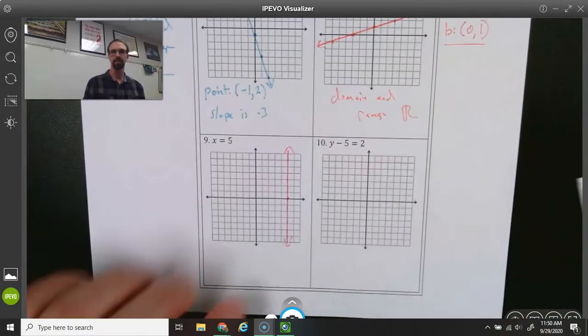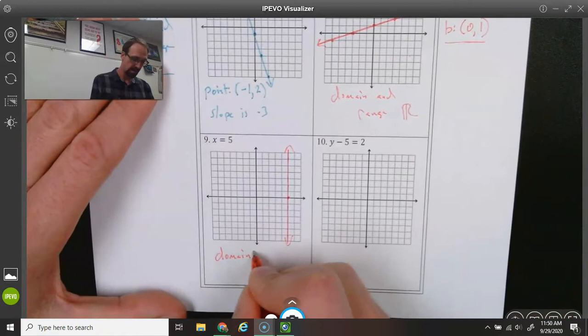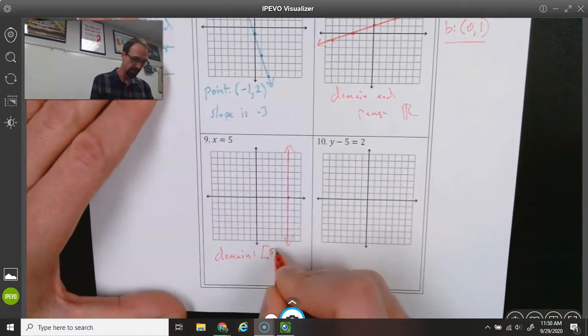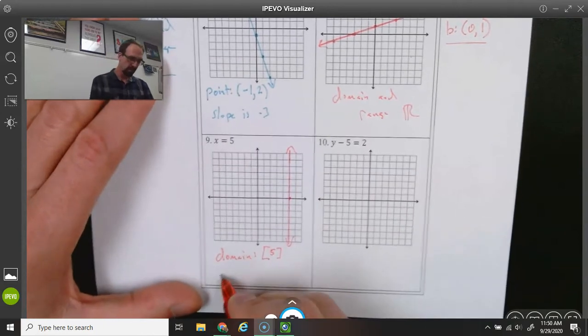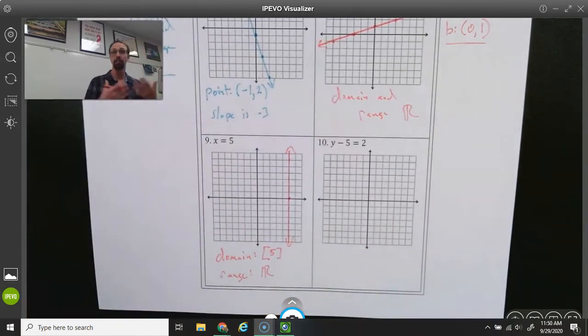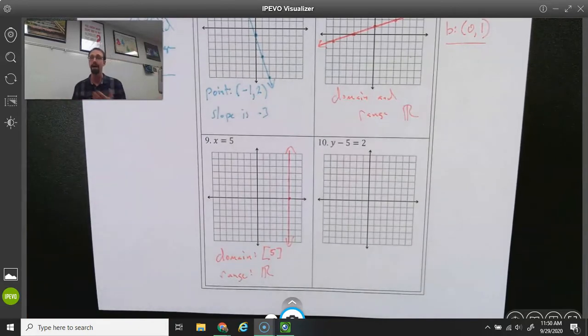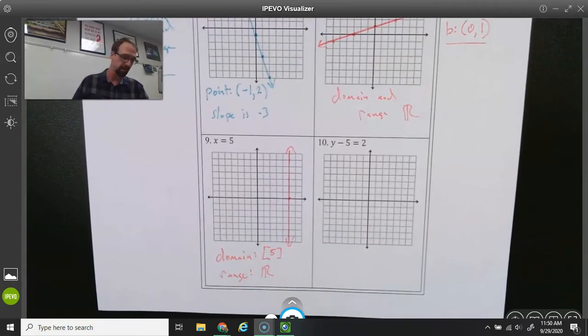There's my line there. The domain for this is 5. That's the only x value that you can possibly have for this. What about the range? The range is all real numbers, because you can have whatever value you want for y. It's your x value that's limited. Similarly, if this was y equals, it would be flipped: your domain would be all real numbers, and your range would be whatever value it is.